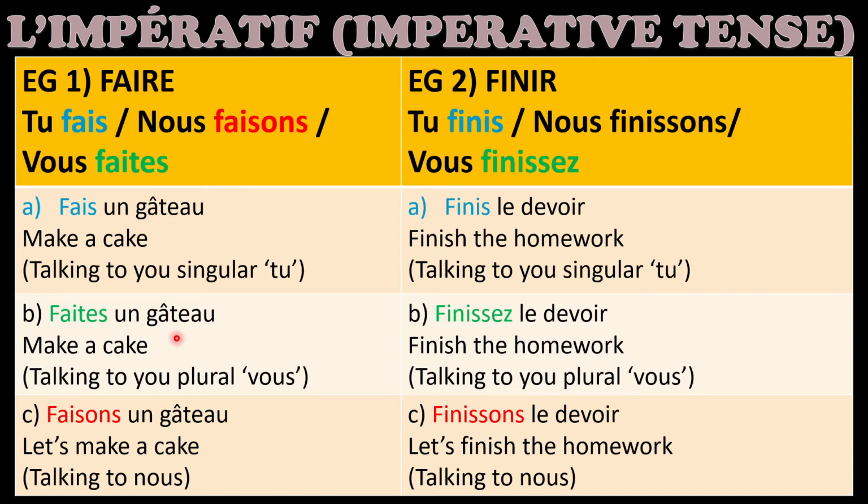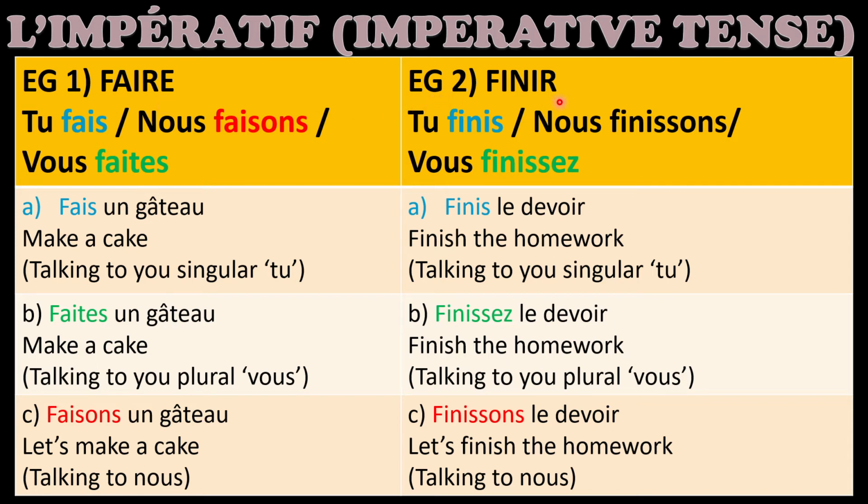Okay, now you're talking to a plural. If you're talking to more than one person, you're talking to a vous. The normal simple sentence will be vous faites un gâteau, right? But now you're making an order, imperative. You have to remove the vous. It will become faites un gâteau, make a cake. If you want to say let's make a cake, what is the simple sentence? It will be nous faisons un gâteau. We are making a cake. Now to make the imperative of that, let's make a cake, you have to remove the nous and it becomes faisons un gâteau. For your information, faire is an irregular verb which you have already done.